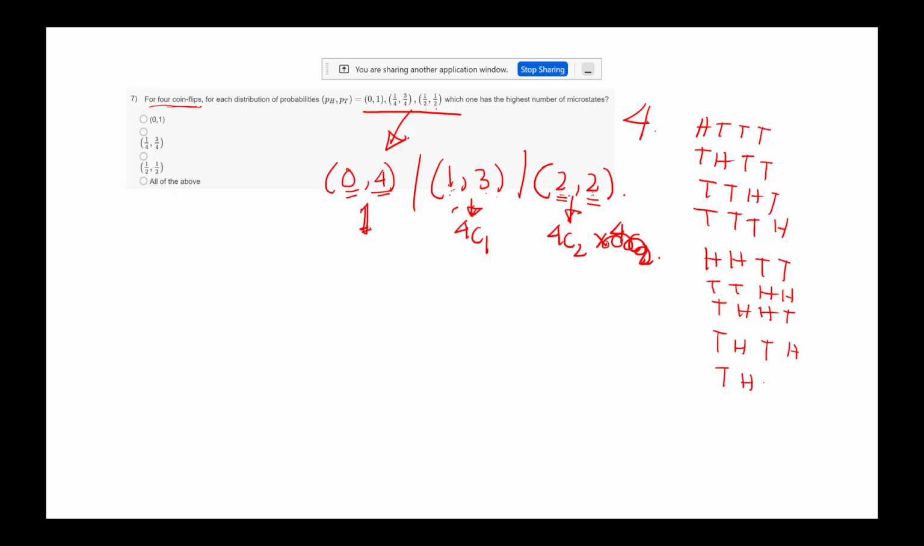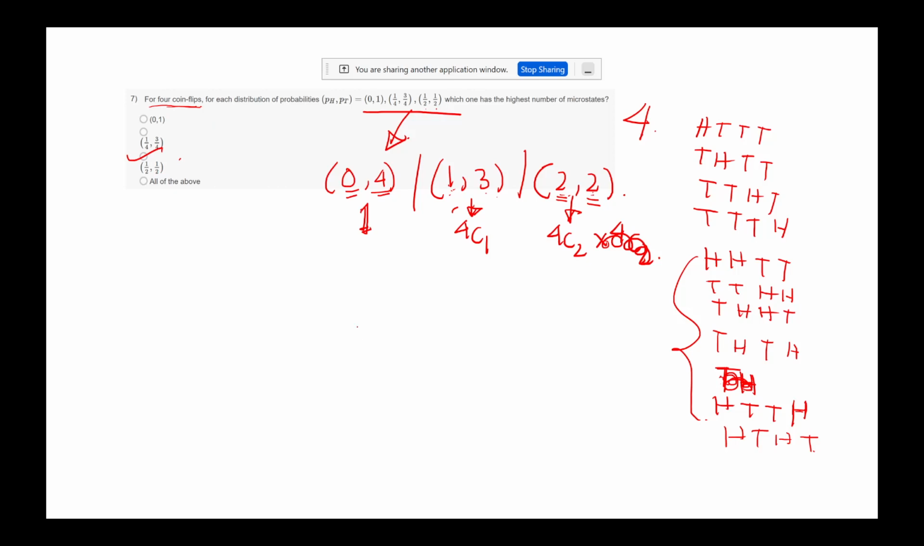Then another one, head, tail, tail, head. So it can happen like head, tail, tail, head, right? HTTH. Then head, tail, head, tail. These are the possible six ways. Yes, 6. So that will be the answer. So that is 4C2. Last one, the third one.